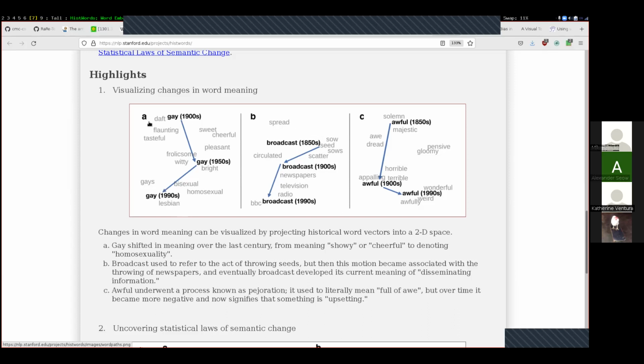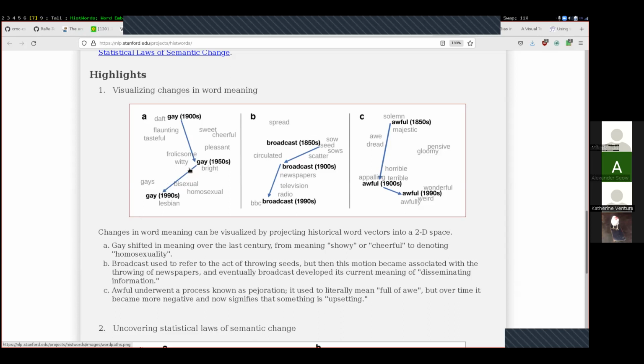These plots right here are PCA plots, taking the top 2 dimensions of word vectors trained on those different time periods, and then plotting some of the similar words. You can see that in the early 1900s, the word gay, for example, meant daft, flaunting, sweet, cheerful. Then in the 1950s, it got a more positive connotation: pleasant, cheerful, witty, frolicsome, bright. And now the modern definition has the sexual connotations of lesbian, homosexual, things like that.